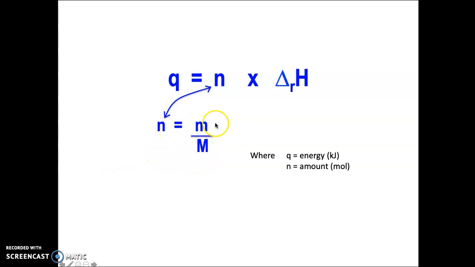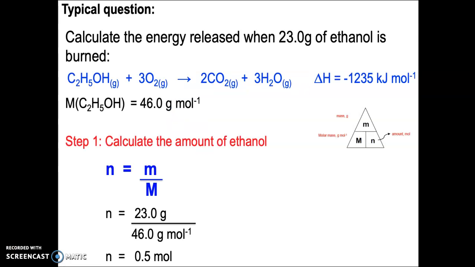We've seen this a few times. It is on the data sheet, so you don't have to memorize it. But if they don't give you the amount, and 99% of the time they don't, they give you mass, you're going to need to take your mass value first and divide it by the molar mass to get this N value. So there'll often be 2 steps in the calculation. Let's have a go and do one.